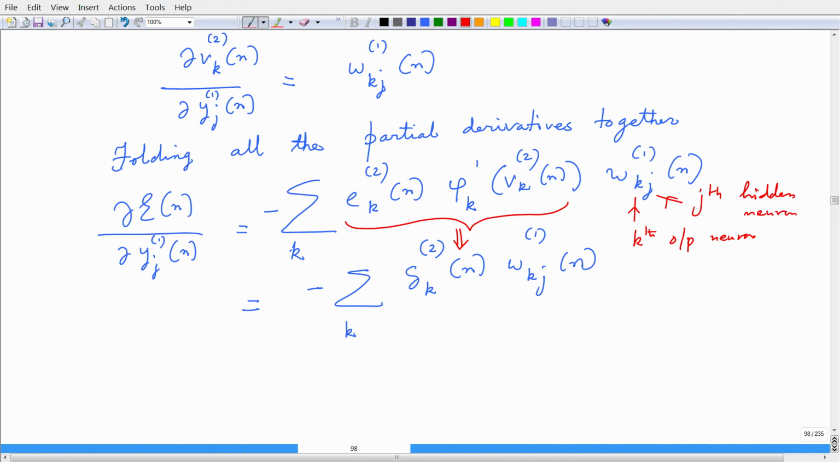Now, going by our definition, if we treat Ek(n) times phi k dash of Vk(n) as the local gradient, then this is basically the local gradient at node k in the output layer, and we link this with the synaptic weights between the hidden and the output.